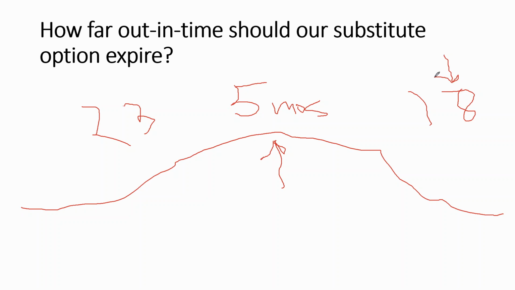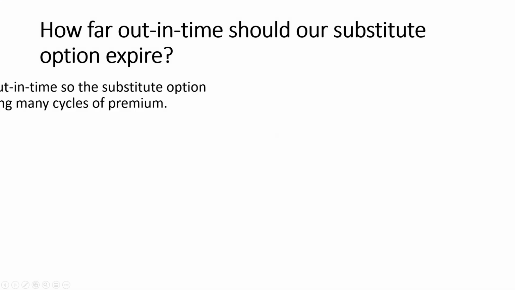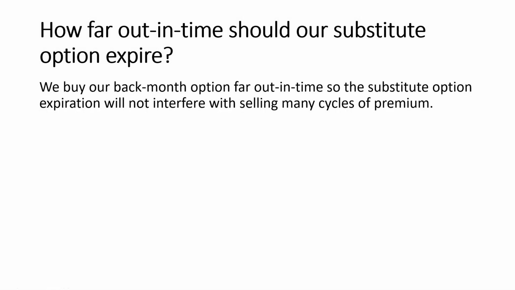We need to have that back month option last longer than the number of months that our positions last. You don't want that back month option expiring when you're sitting there collecting income off of it every cycle. That's no bueno. So that's our guideline: to go far enough out in time so that it's not going to interfere with all the income you could get. We buy our back month option far out in time so the substitute option expiration will not interfere with selling many cycles of premium.